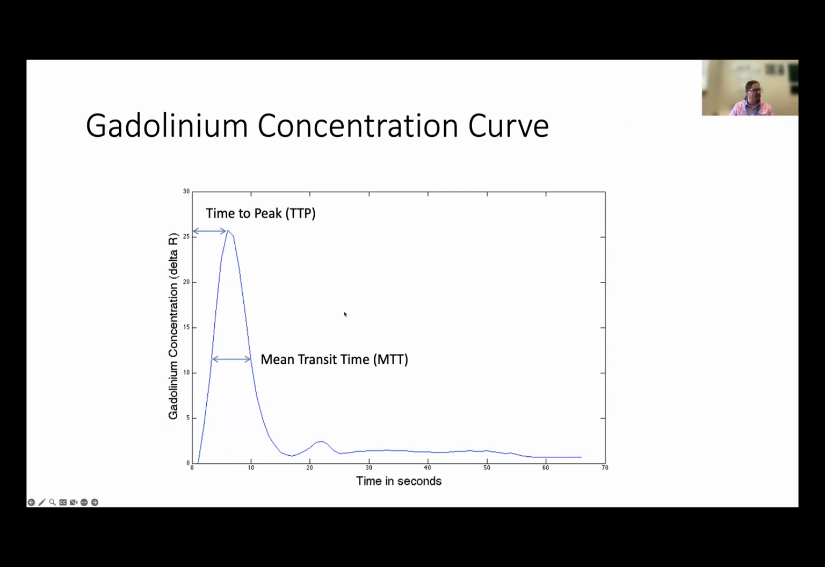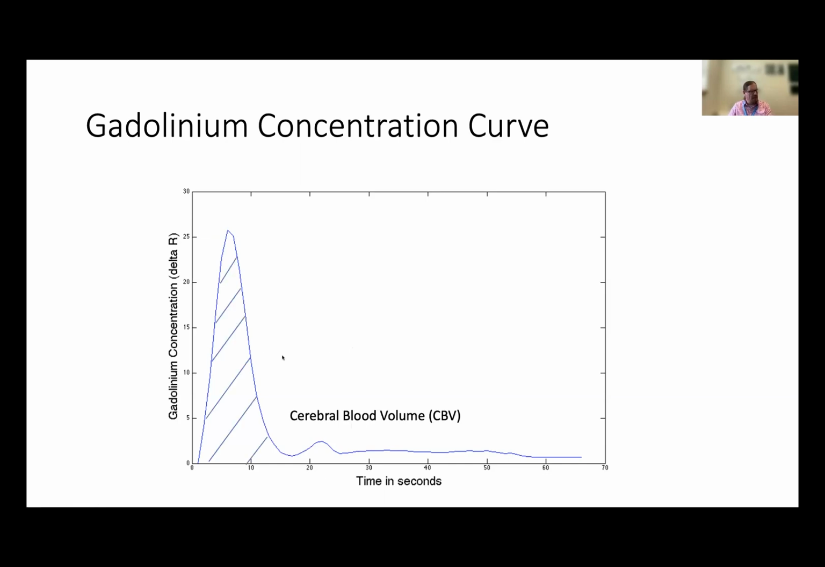Time to peak is how long it takes to get to that peak concentration. It's very similar to the Tmax. The Tmax is more of an absolute number, whereas time to peak is more of a relative number. But that's an important metric that we use a lot. You can also look at the mean transit time, which is the width of this curve, the amount of time it takes for the bolus to go through the tissue. And then the area under the curve is the cerebral blood volume, another metric that we look at a lot. This is used a lot in brain tumors, because it's been shown that you can estimate tumor grade by the cerebral blood volume of the tumor.